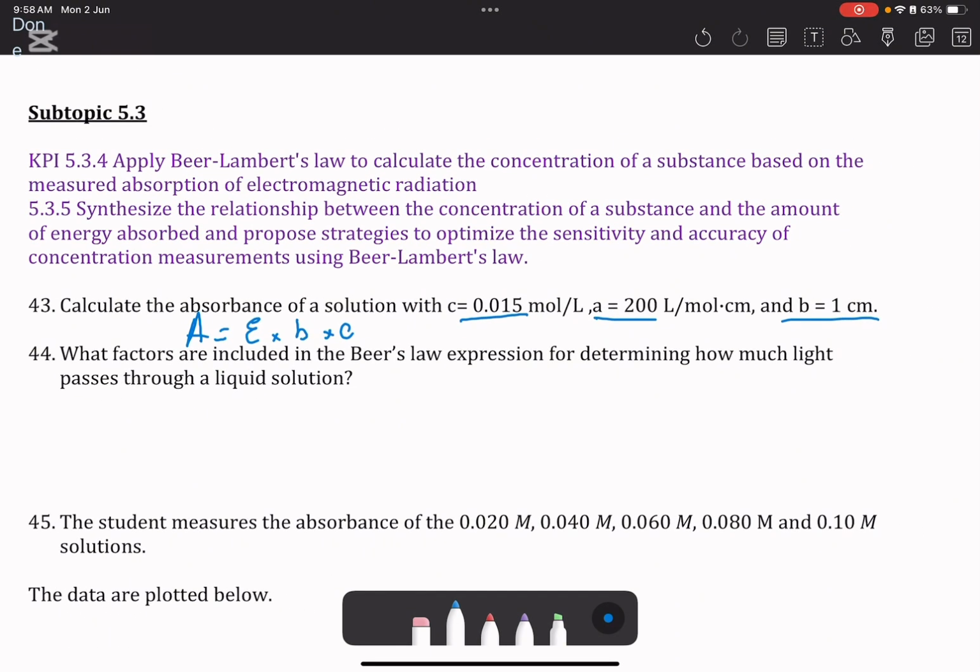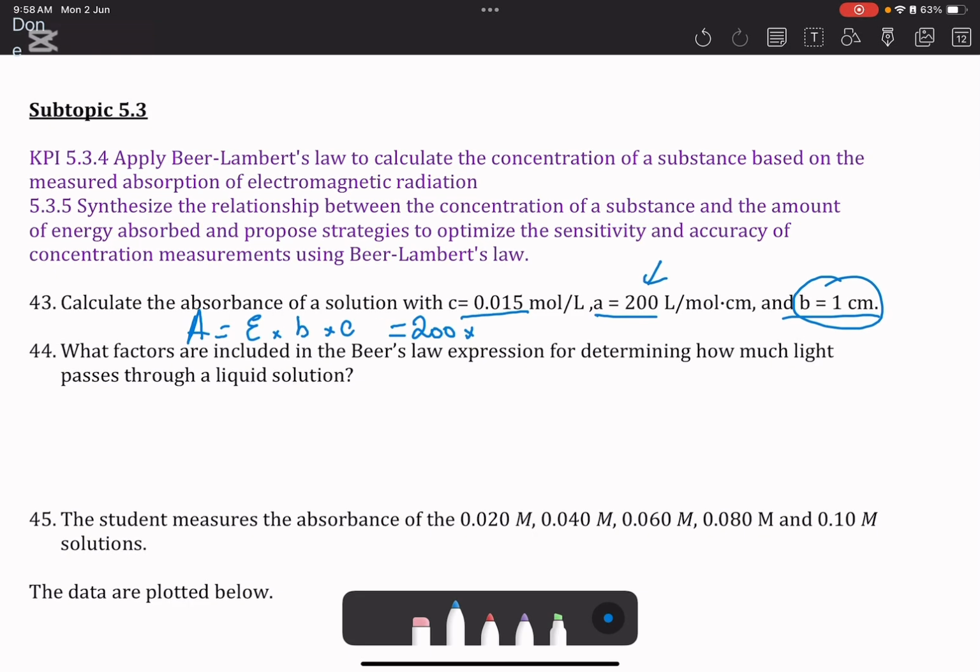So the molar absorptivity is 200. The length of the light path, the cuvette, is 1 centimeter. Okay, and now see centimeter, so you don't have to worry about converting units, and 0.15. So the answer is A, no unit for absorbance.